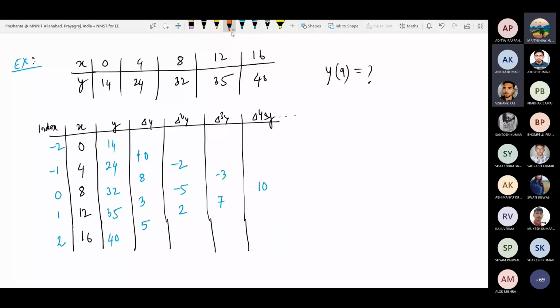32, 3, -5, -1, 7, and 10. This is the forward line. And tell me the backward line. 32, 8, -5, -2, and -3, 10. That is the backward line.